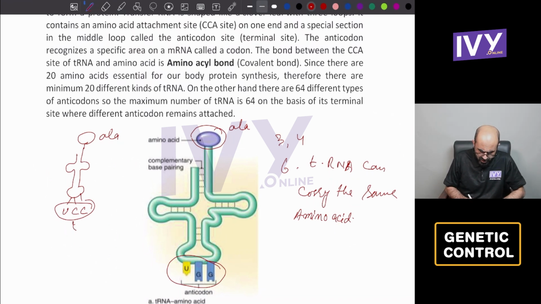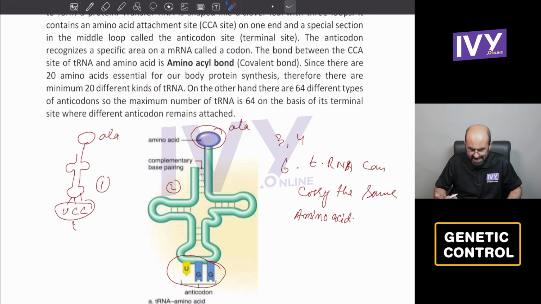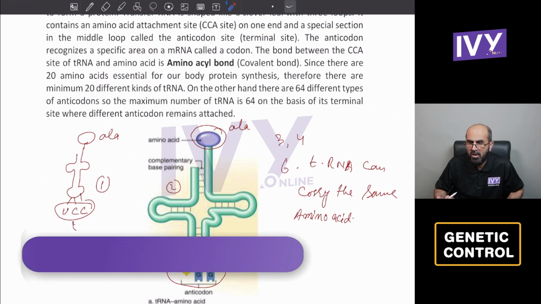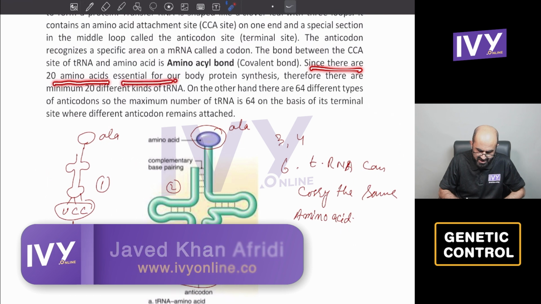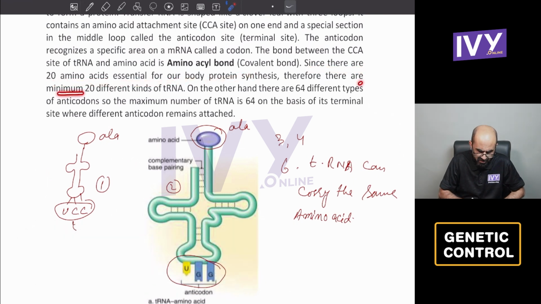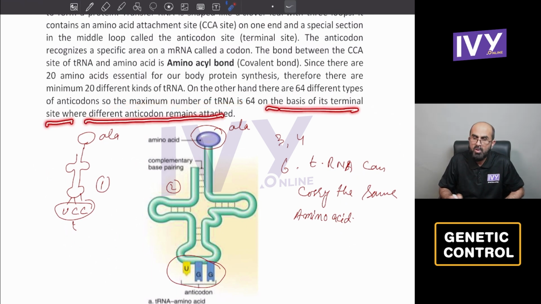So this is tRNA 1, this is tRNA 2. Two different tRNAs can represent the same amino acid, in this case, this one and this one. So that's why the maximum number of tRNA is 64 on the basis of anticodon, and the minimum number of tRNA on the basis of amino acids is 20. Since there are 20 amino acids essential for body protein synthesis, there are a minimum of 20 different kinds of tRNA. On the other hand, there are 64 different types of anticodons. So the maximum number of tRNA is 64 on the basis of terminal sites where different anticodons remain attached.